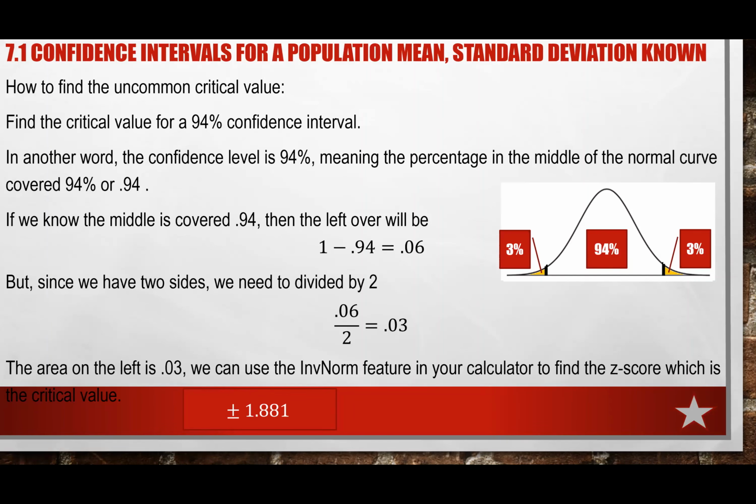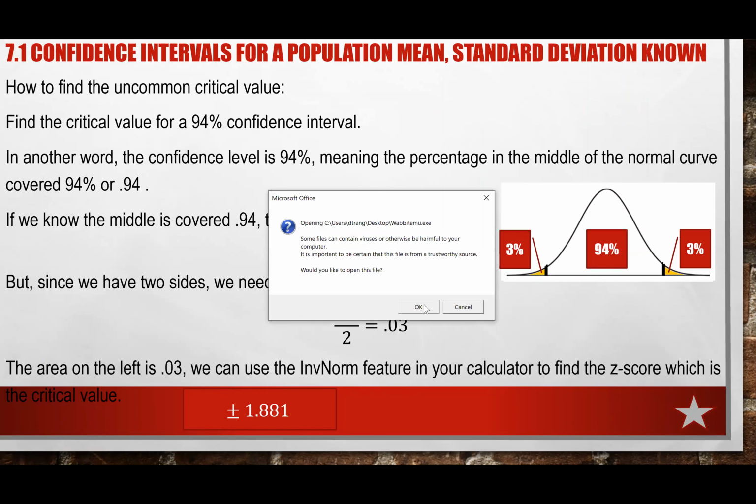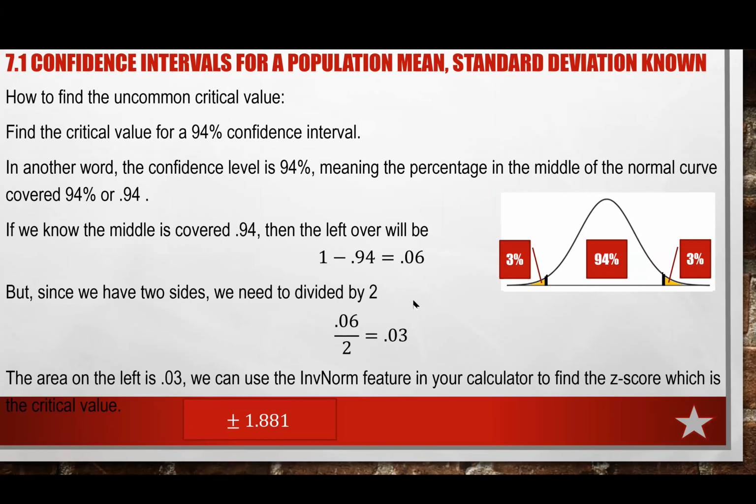Mr. Tran, I didn't get 1.881 on my calculator. I don't know if I'm typing it wrong. What did you type? I did inverse norm 0.03. Oh, I put 0.06. There we go. You have to divide by 2, so 0.03. Okay, I got it. Thank you.